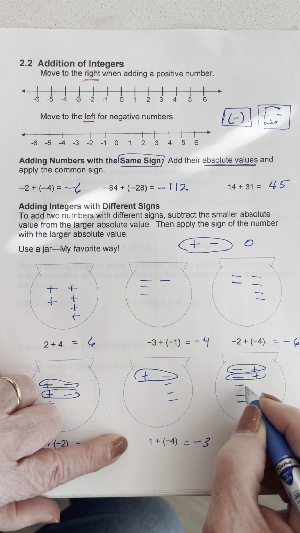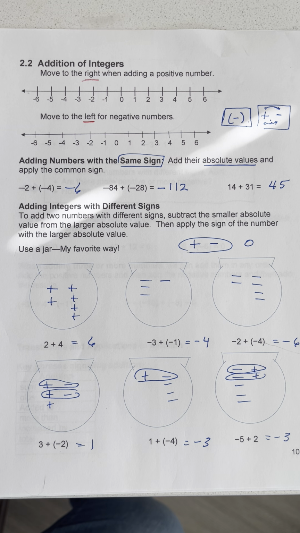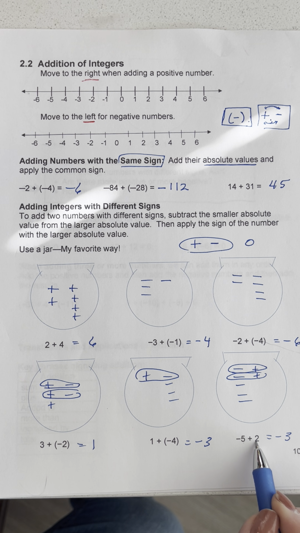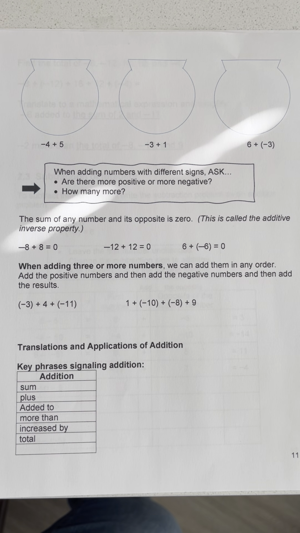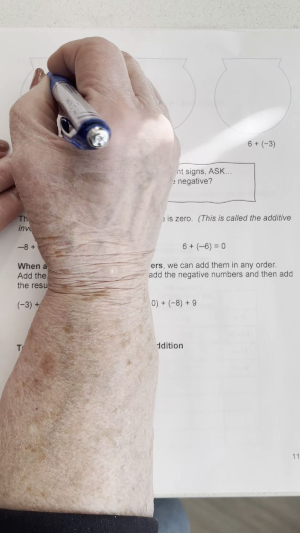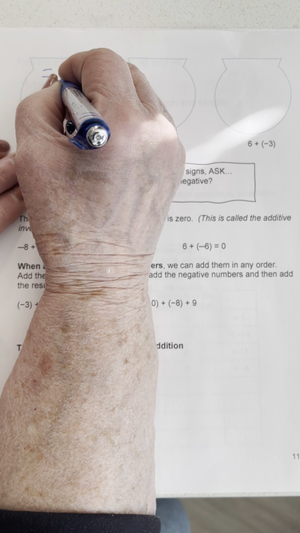cancel, and we're left with 3 negatives, which is what the rule says. The rule says to subtract the absolute values. 5 minus 2 would be 3. And use the sign of the number that has a greater absolute value, which is negative in this case. So here we have 4 negatives, 5 positives.